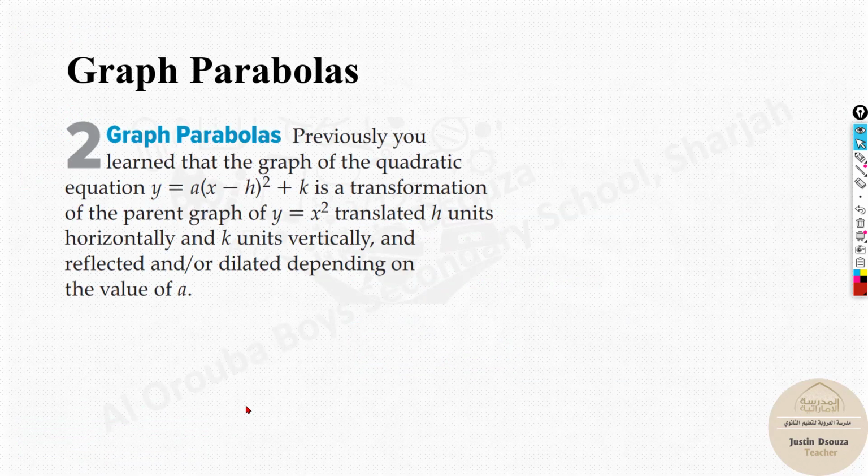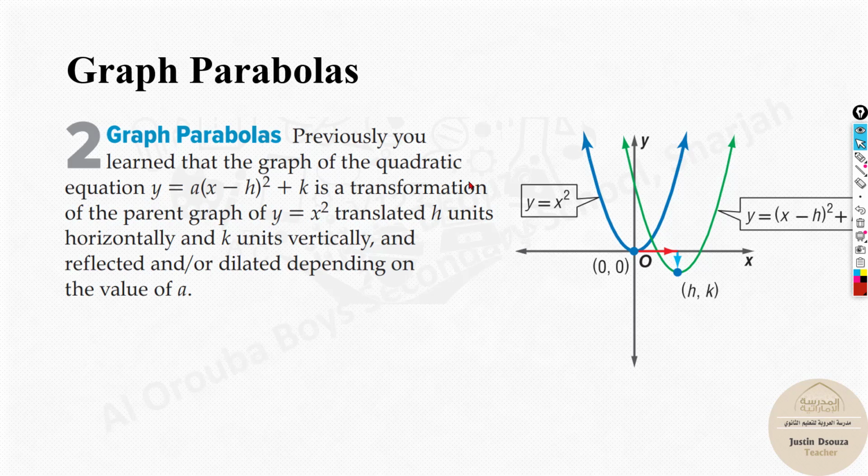Now we will look into graphing parabolas. We have learned about solving just now. How about graphing? Now we should know the basic graph of x power 2. That is a quadratic equation, a parabola, right? Now, if there is something like h and minus k added, that is just the vertex being shifted.